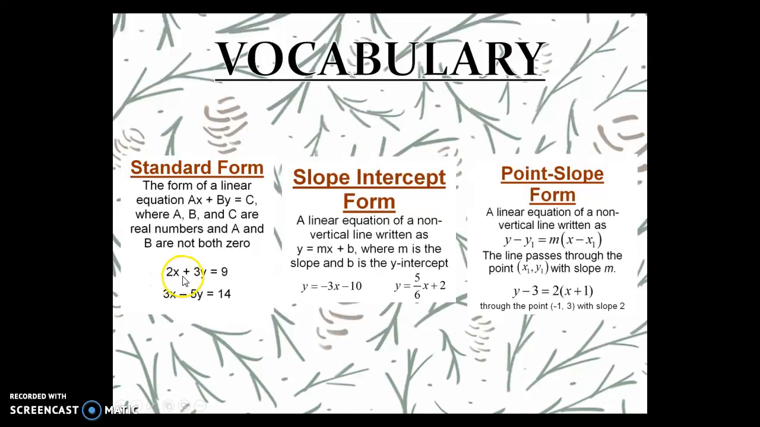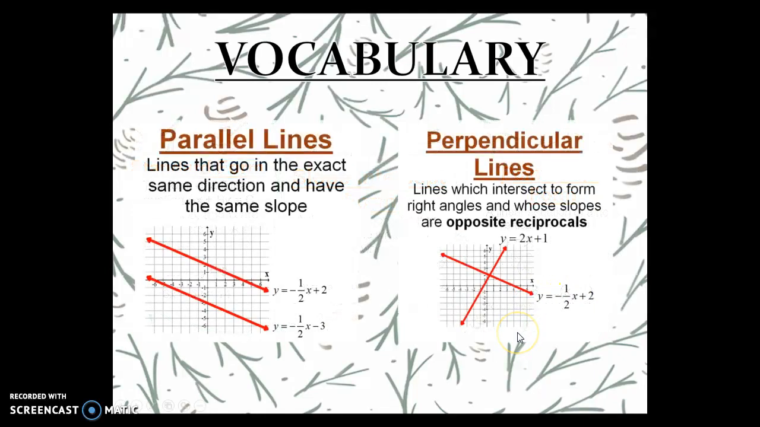Standard form: ax plus by equals c. Slope-intercept form: y equals mx plus b. And point-slope form: y minus y1 equals m times x minus x1.